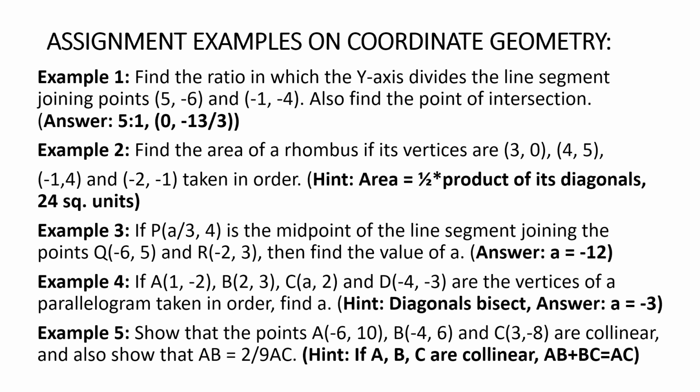Example 5. Show that the points A (-6, 10), B (-4, 6) and C (3, -8) are collinear, and also show that AB is equal to 2/9 AC. In the last video we had seen if 3 points A, B, C are collinear, AB plus BC will be equal to AC. So just use this and you will be able to prove that AB is equal to 2/9 AC.